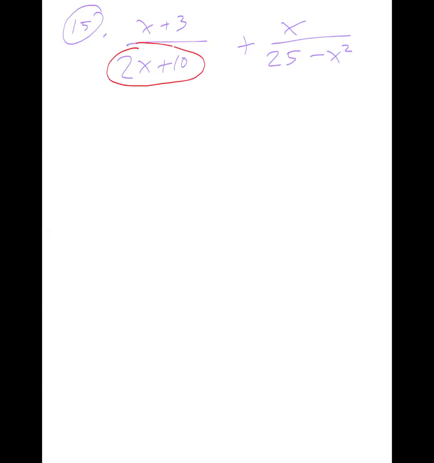Let's try number 15. Wow. So 15 says x plus 3 over 2x plus 10 plus x over 25 minus x squared. So this is a little bit sneaky of a problem. So it has x plus 3 on the top, but 2x plus 10 can have something factored from it, so it's not factored yet. So I'm going to circle it in red. So remember that it's not ready yet because it's red. So I'm going to factor out a 2.